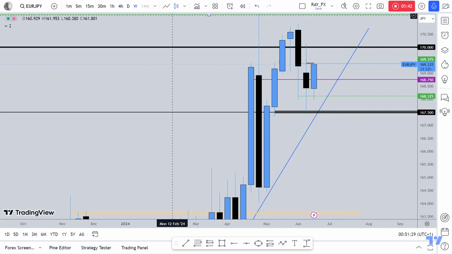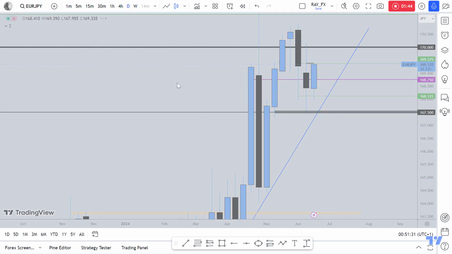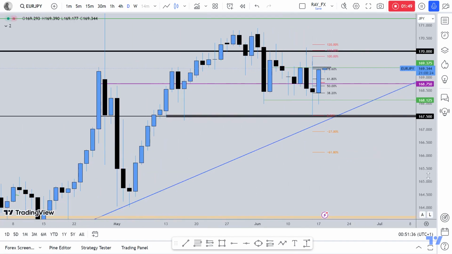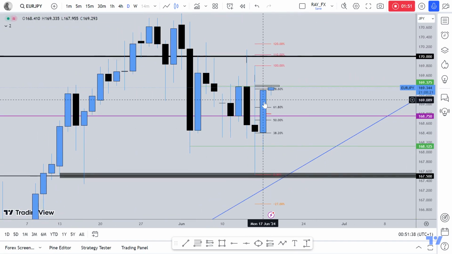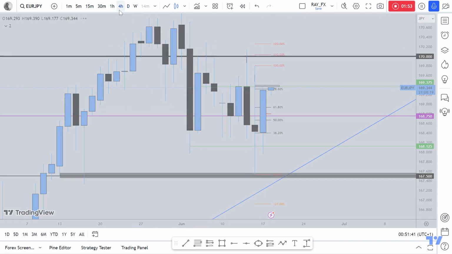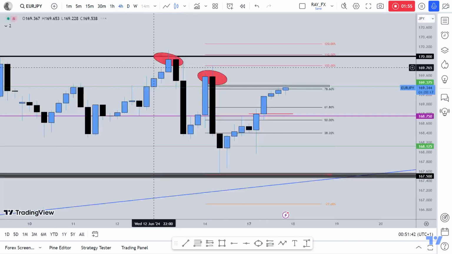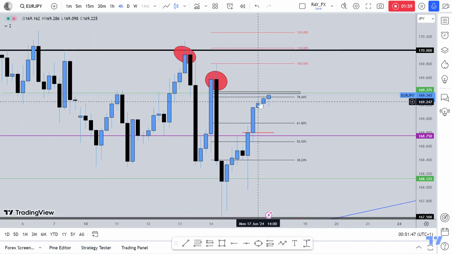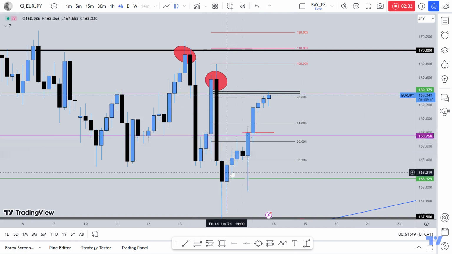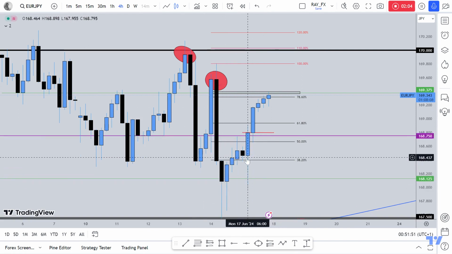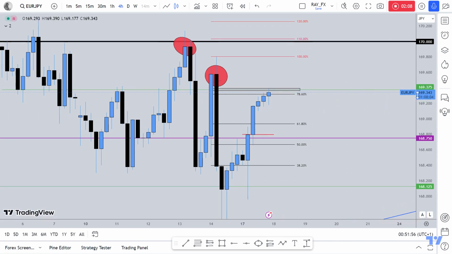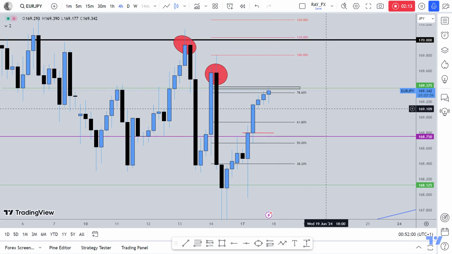So looking at the daily, we've seen the daily close with so much bullish momentum. Now coming to the 4-hour time frame, the daily pushed price from the market, which started somewhere around here, all the way up to 169.375, where we are currently.